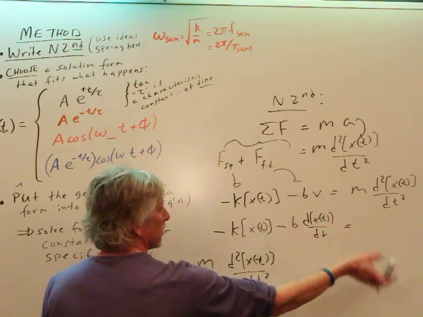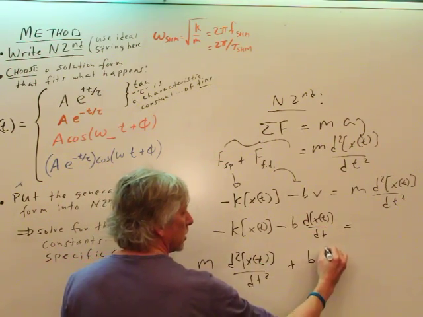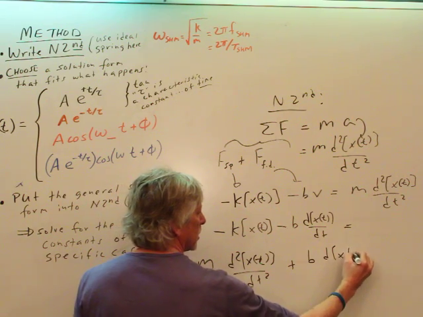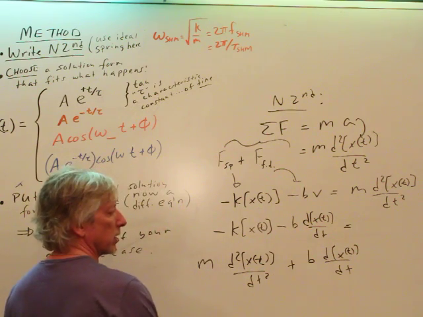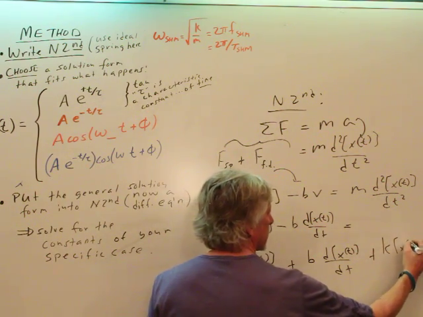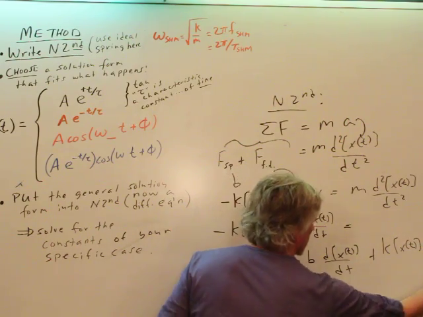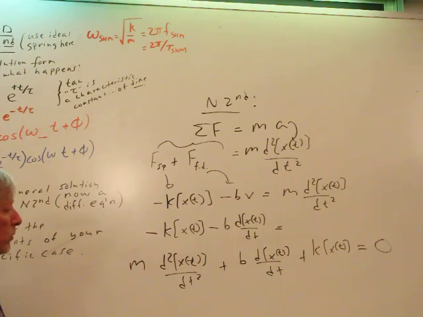Think of it moving it there, flipping it over here. All right, plus b dx as a function of time dt, that's the velocity, plus kx as a function of time equals 0. Phew. All right, I think I got that right. Correct me if I'm wrong.